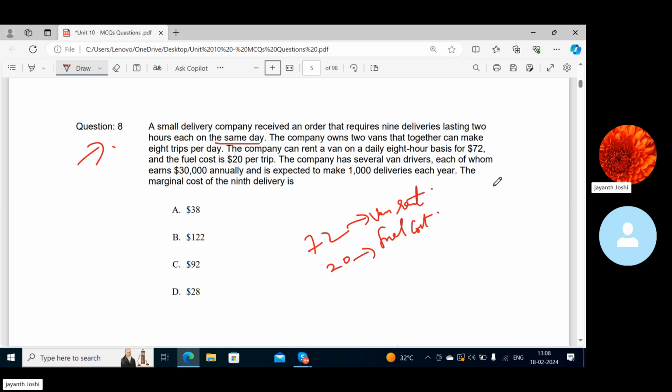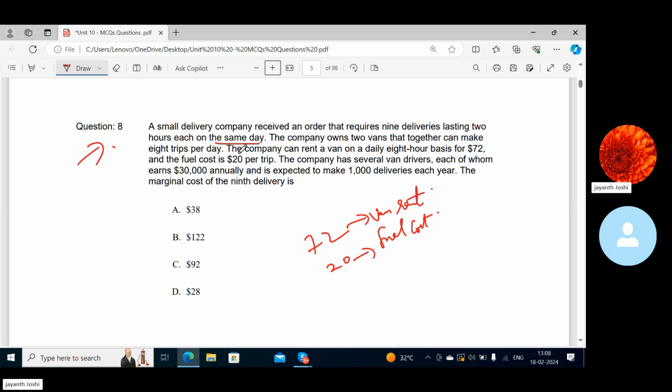And the van driver's salary is fixed actually. It is not going to change, even if they deliver more or deliver less. And the marginal cost of the ninth delivery is what they are asking.